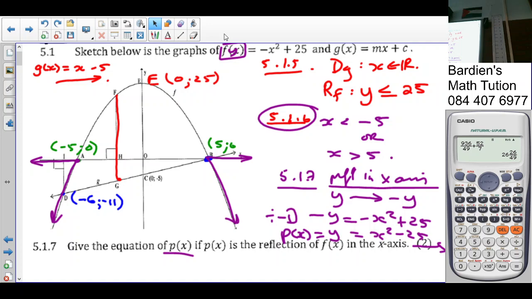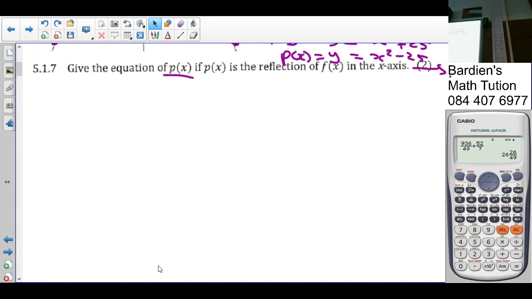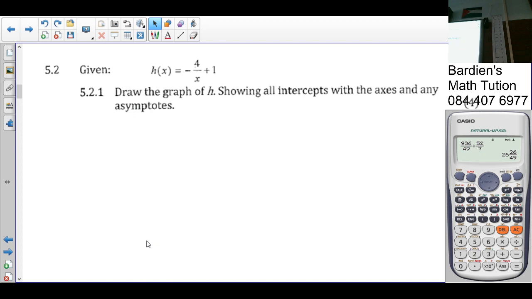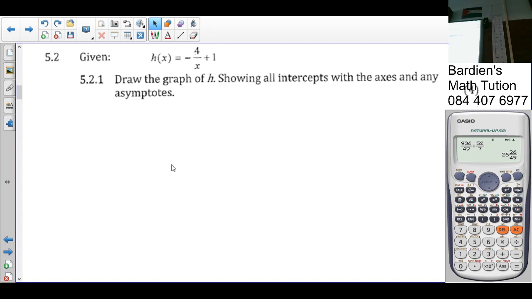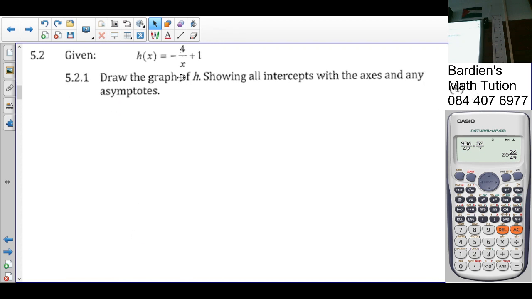Okay. Any issues here? No? 5.2. Given h of x equals negative 4 over x plus 1, what type of graph is that? It's a hyperbola graph. Showing all intercepts of the axis and any asymptotes.